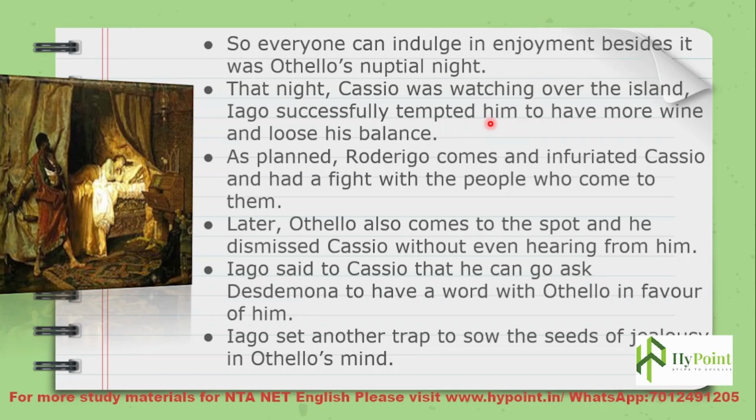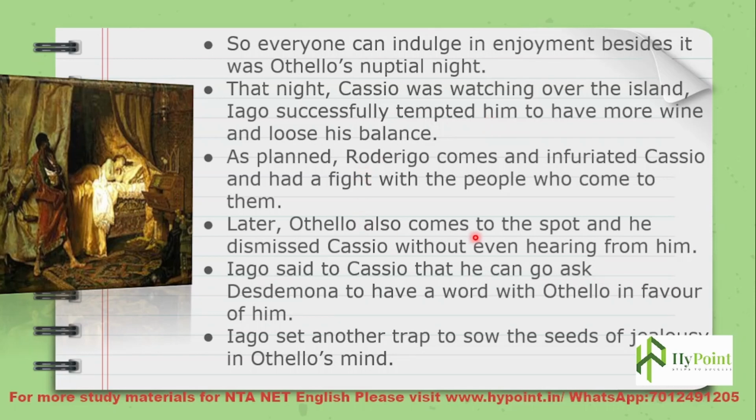So why is Iago making all this plan? Because he wanted to portray Cassio as a bad and irresponsible lieutenant of Othello in the eyes of Othello, and wants to create a gap and distance between them, to make them lose their trust for each other.